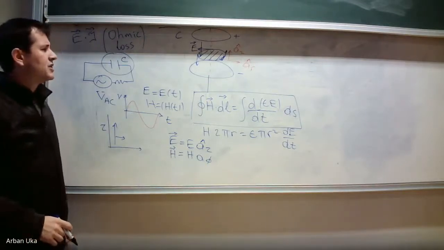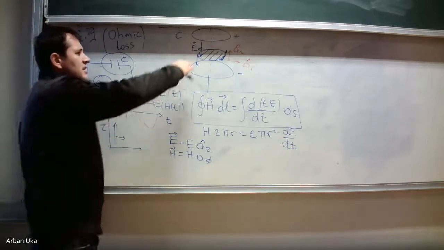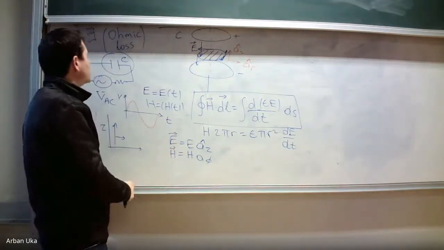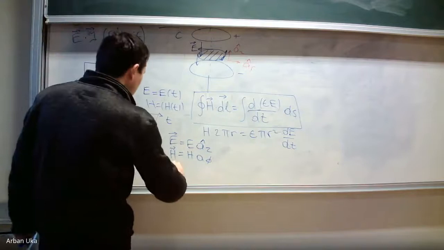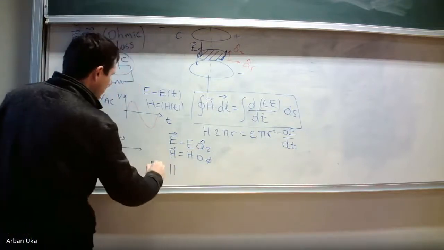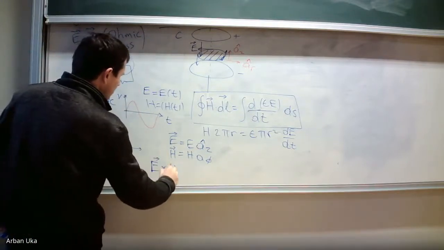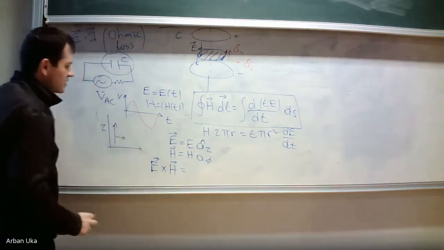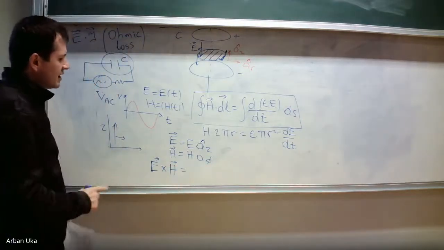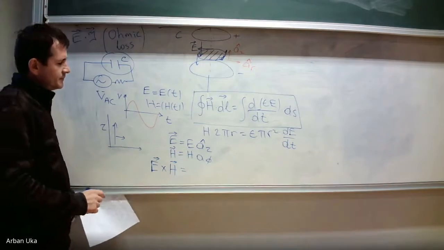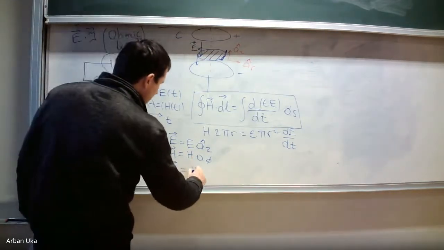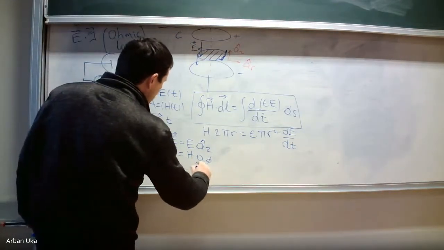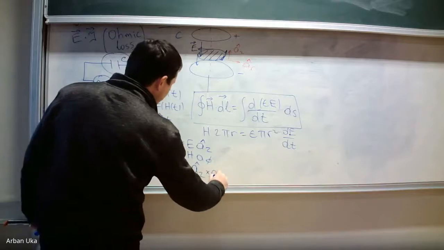Then the question is, what is the Poynting vector? So what is the energy flow inside this capacitor? If you have E and H, what should we get? We get E cross H. What is E cross H? Let's leave aside for a moment the magnitudes. Let's just look at AZ cross A phi.